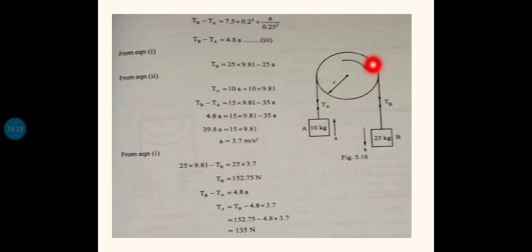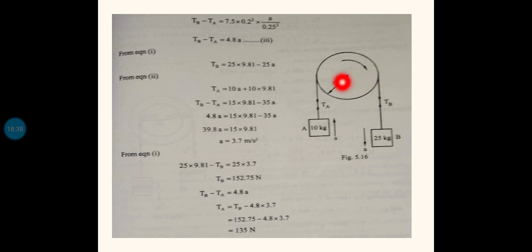Now you want to find the net torque. Torque means net force into radial distance. Tangential force into radial distance will give total torque. Here you have two tangential forces, one TB at this side and one TA at this side. I have already told you, if TB is taken as positive, TA is to be taken as negative. So I am taking TB, the clockwise moment, as positive.